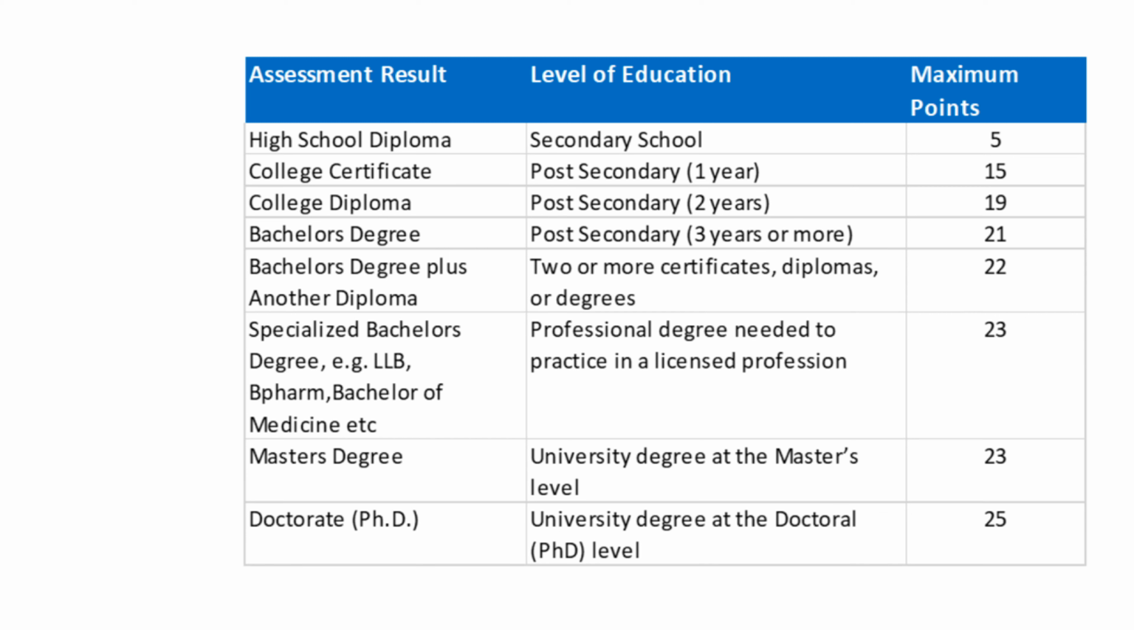If you have a college certificate of 1 year, you get 15. A college diploma gets 19 points. If you have a bachelor's degree, which is what most people have, on this selection factor alone, you can get 21 points, which is good. But if you have a bachelor's degree and maybe you also have an HND, then you get 1 more point for that. If you have a specialized degree, like the lawyers, the doctors, the pharmacy, they get an extra point, which is 23. And if you have a master's degree too, you get 23. Then if you have the highest level of education, which is the PhD, you get 25.